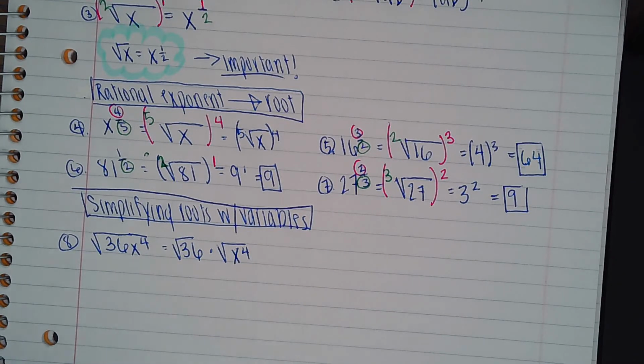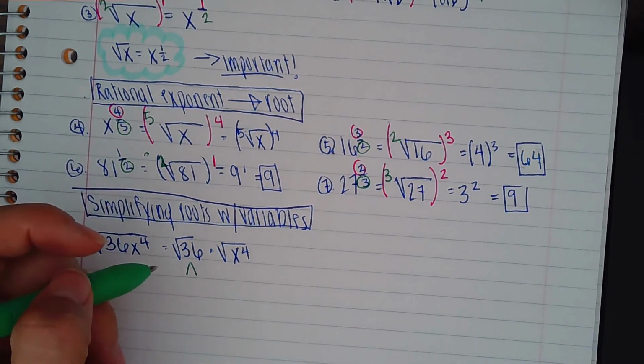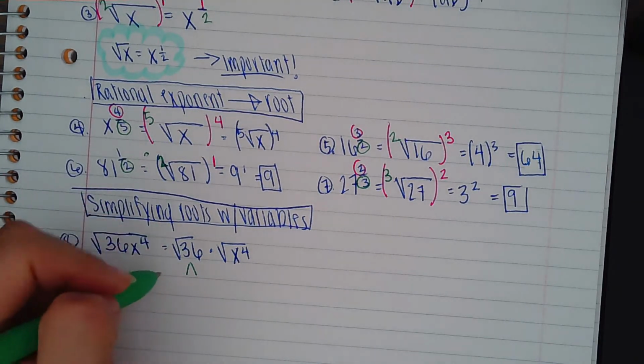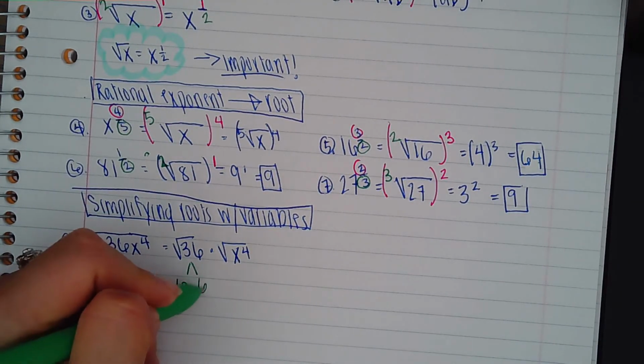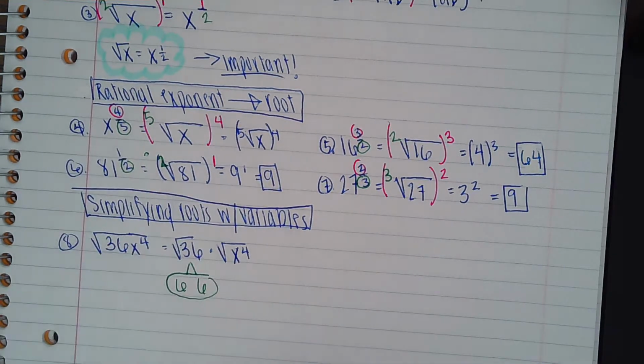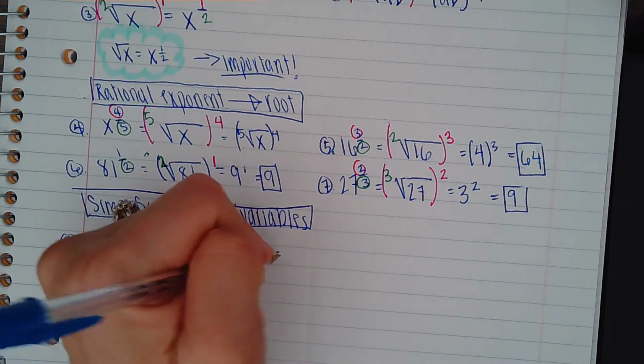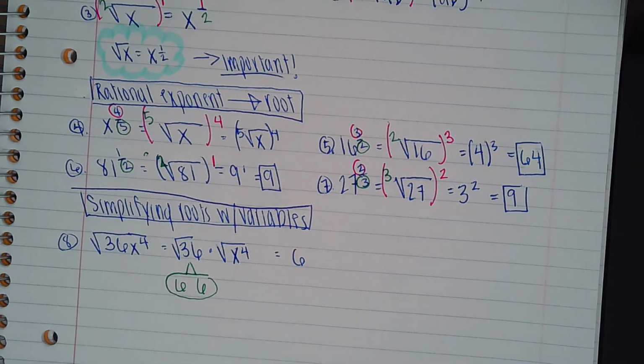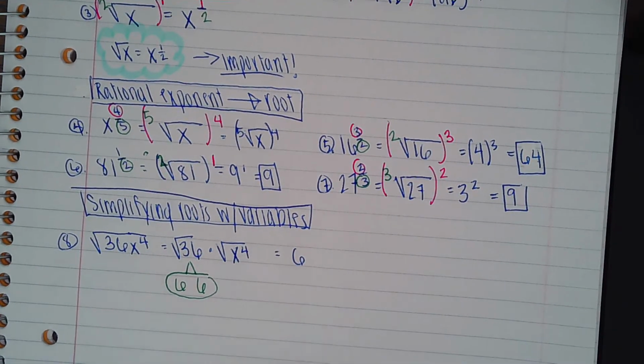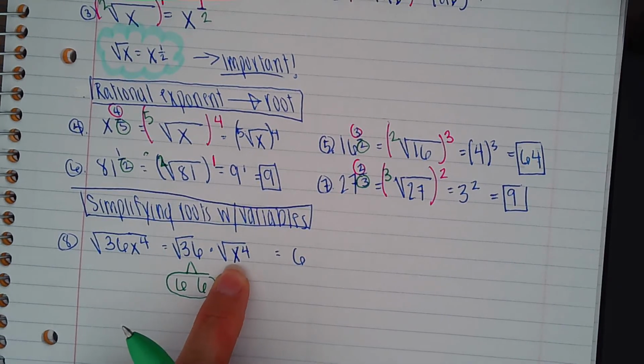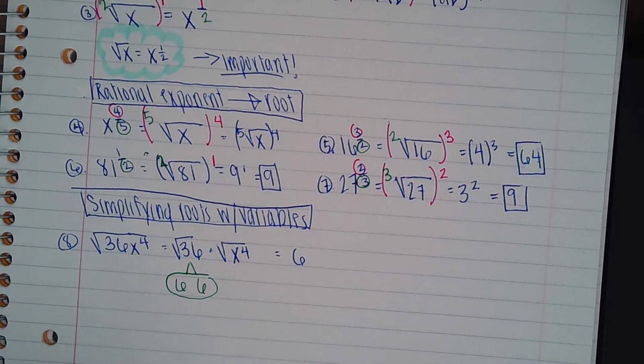Right, now if you guys remember, the square root of 36 is simply 6 and 6, which is a pair. So that would get to come out of the radical, right? So over here, I'm going to go ahead and write a 6. And then I'm going to take the square root of x to the 4th.